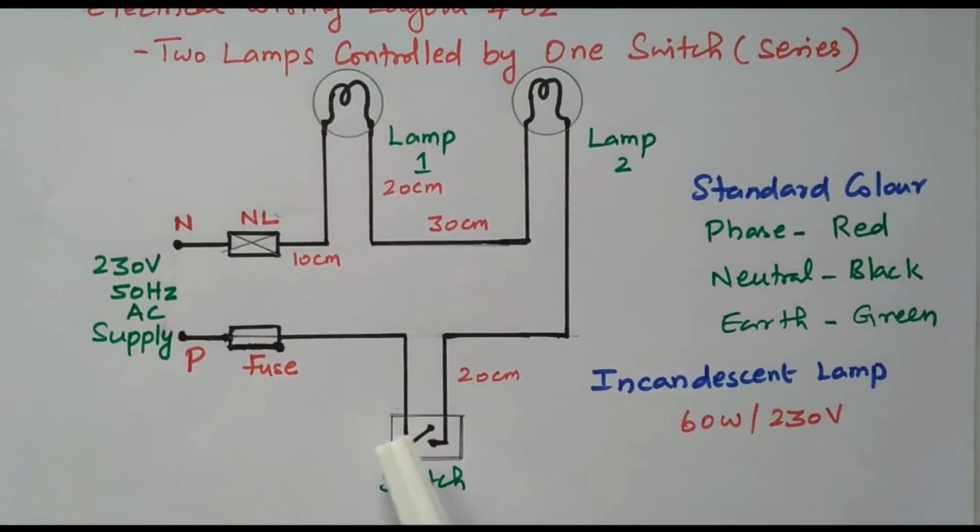So in this diagram, the important thing is two lamps are connected in series. So the current is equal, the voltage is shared by the two lamps, so the brightness will reduce. Another important thing, neutral is connected directly, phase is connected through the fuse and the switches.